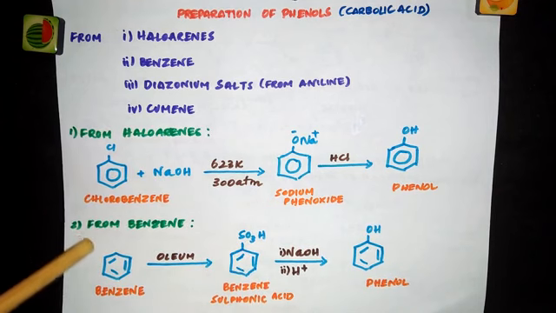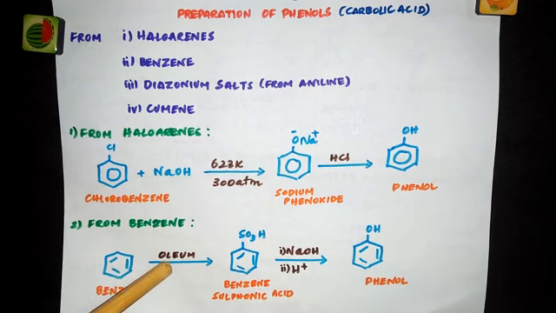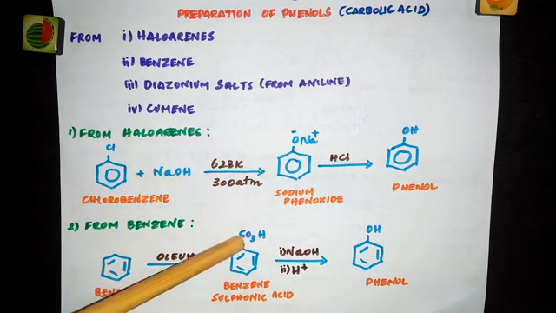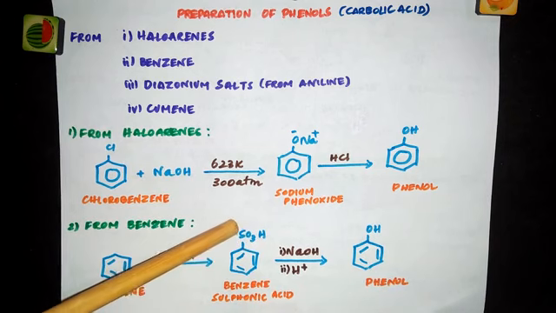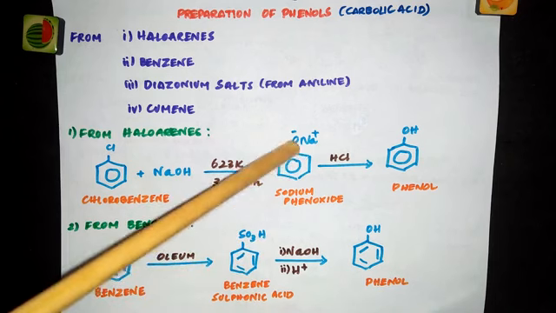Next preparation is from benzene. If you treat benzene with oleum, which is nothing but fuming sulfuric acid, you are sulfonating benzene. So you get benzene sulfonic acid, which is a benzene ring with SO3H. When this benzene sulfonic acid is treated with sodium hydroxide, we will get sodium phenoxide.